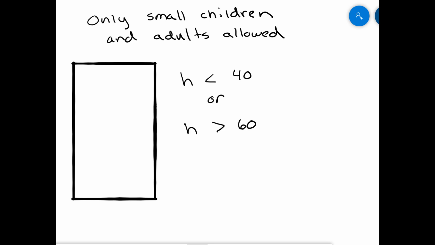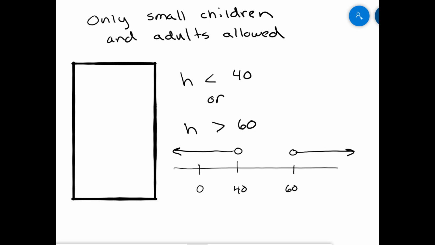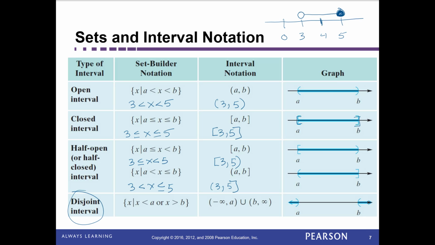What that would mean if I was looking at this on a graph would mean, here's my 0, people whose height is 40 inches, anybody who's less than that, apparently not equal to that, can go on this ride. And anybody whose height is greater than 60 inches, they can go on this ride. But nobody here in the middle who's between those two heights can go on this ride. So if I've got this and I want a disjoint interval, I'll say x is less than 40 or x is greater than 60. And that would be my disjoint interval.